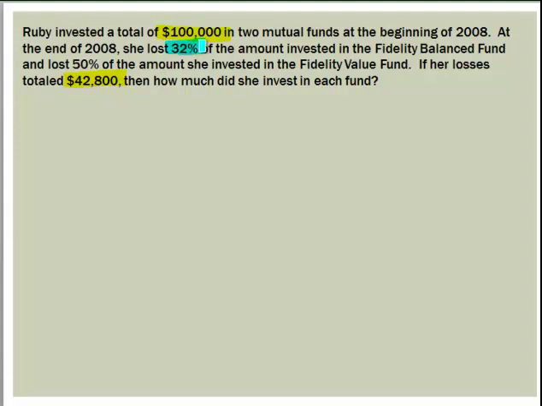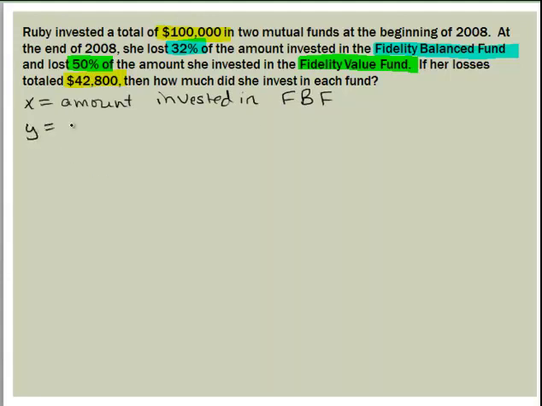And we know that she lost 32% in this one. And we know that she lost 50% in this one. So we need to define our variables. The question is, how much did she invest in each fund? So let's say X is the amount invested in the Fidelity Balanced Fund, and Y is the amount invested in the Fidelity Value Fund. So this is our balance and this is our value.